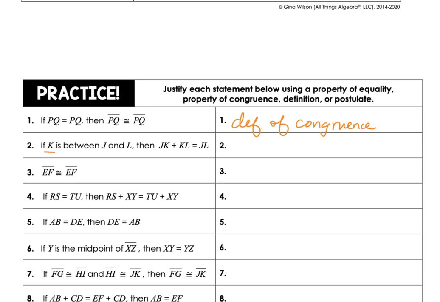This one says if K is between J and L, then JK plus KL will equal JL. What's that one? Not definition of a midpoint, because it doesn't say that K is in the middle. It just says it's between them. What is that? The two parts added together equal the whole? That's the segment addition postulate.